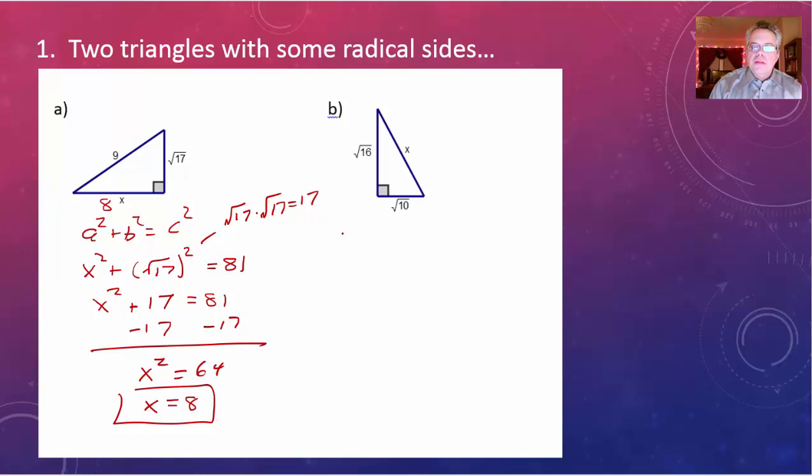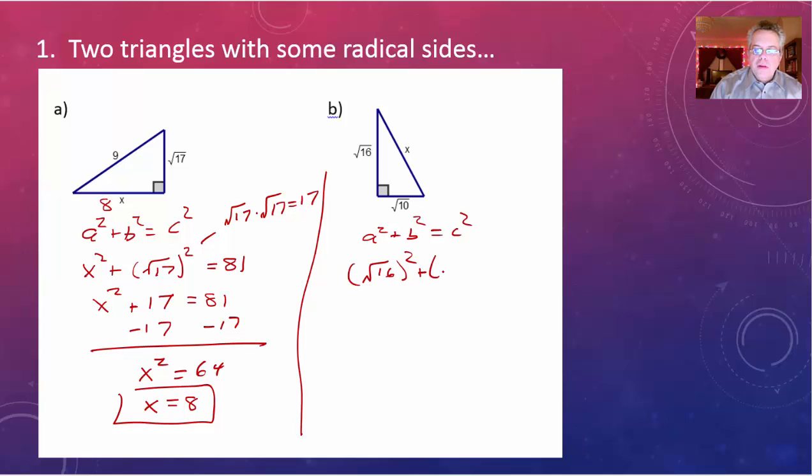Okay, here we go. Let's try this one. Let's draw a line here. All right, a squared plus b squared equals c squared. I'm going to let a be square root of 16. So that's square root of 16 squared plus the other leg squared equals x squared. X is the hypotenuse this time. Square root of 16 squared is 16 plus square root of 10 squared is 10. That has to equal x squared. So I get that x squared is 16 plus 10, which is 26.